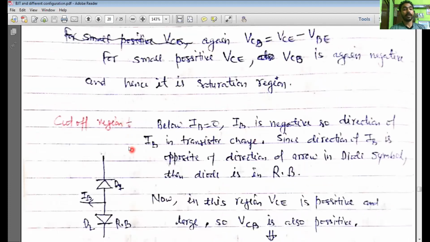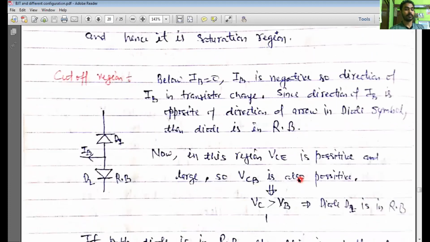We have already discussed the cutoff region. You see the cutoff region is below IB. Below IB means IB is negative, and if IB is negative, it means the direction of IB is changed.